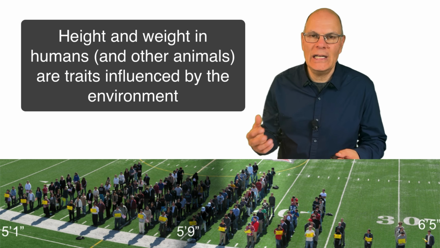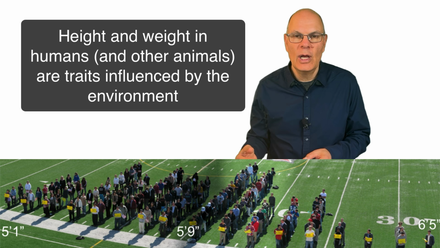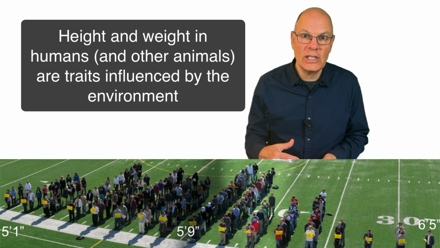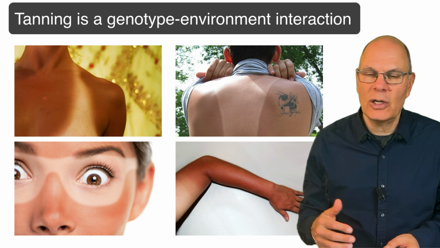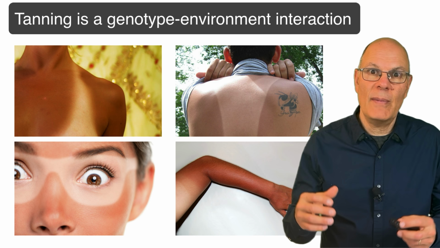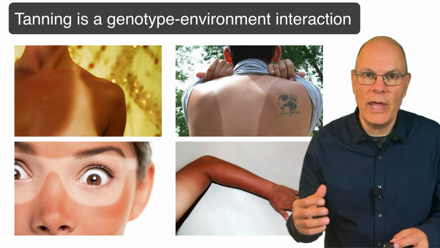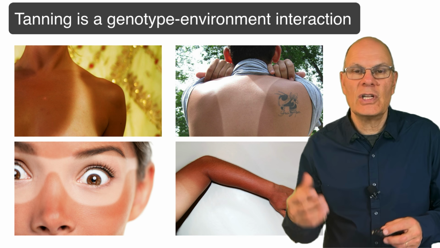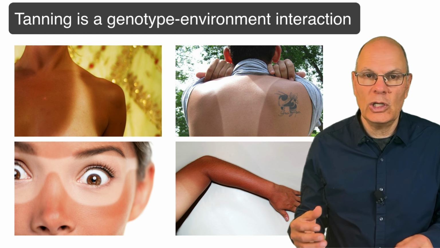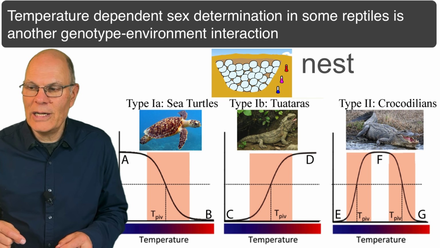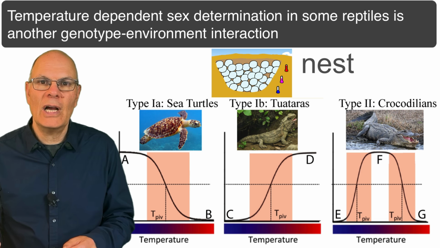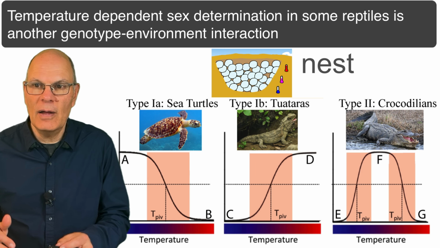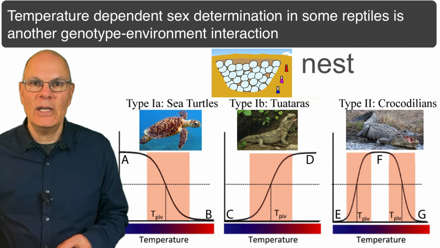Height and weight in humans is caused by an interaction between the genes that someone inherits and the environment that they're in. The way that your skin color can change in relationship to the amount of sun that you're exposed to. That is genes being expressed in relationship to environmental cues. We talked earlier about how sex is determined by temperature in certain reptiles. Another example of environment-genotype interaction.